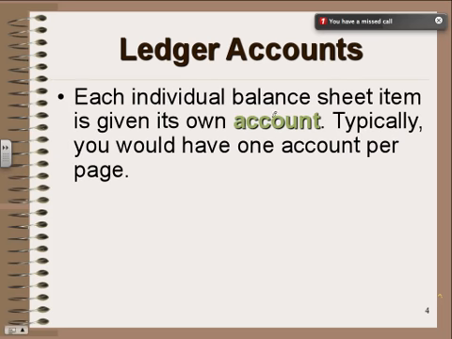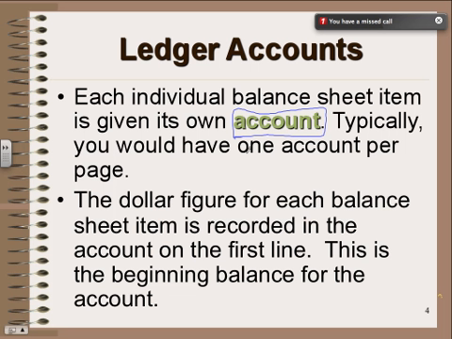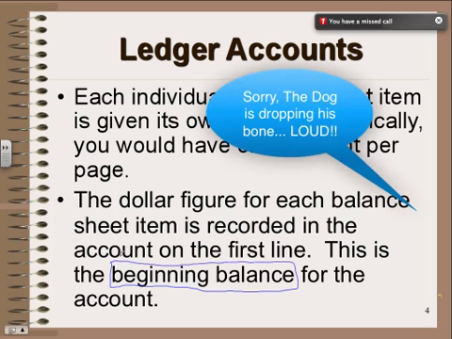Each individual balance sheet item is given its own account. And when we get further into the course and we start talking about the income statement, each item on the income statement will have its own account as well. Typically, you would have one account per page, and we talked about that in the last slide. The dollar figure for each balance sheet item is recorded in the account on the first line, and I'm going to show you this on the next slide. This is the beginning balance. Okay, so when you have your balance sheet, you're going to take each of the balances beside the account names, and you're going to call that the beginning balance in your account.